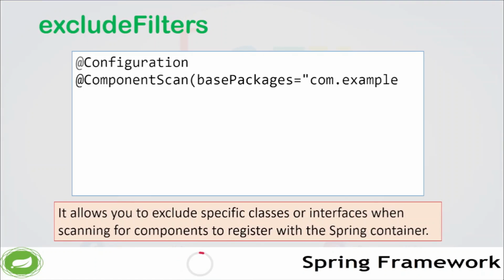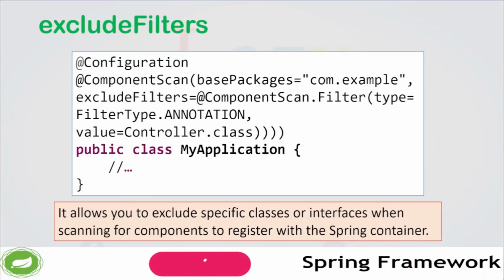Next is exclude filter. Many times we have a specific requirement not to instantiate some beans automatically. In that case, we need to remove them from getting automatically configured. For that, we can use exclude filters. It allows you to exclude specific classes or interfaces when scanning for components to register. When using exclude filter, you can specify one or more classes or interfaces that should be excluded during the scanning process. For example, you can exclude all classes annotated with @Controller or @Service or classes that implement a specific interface.